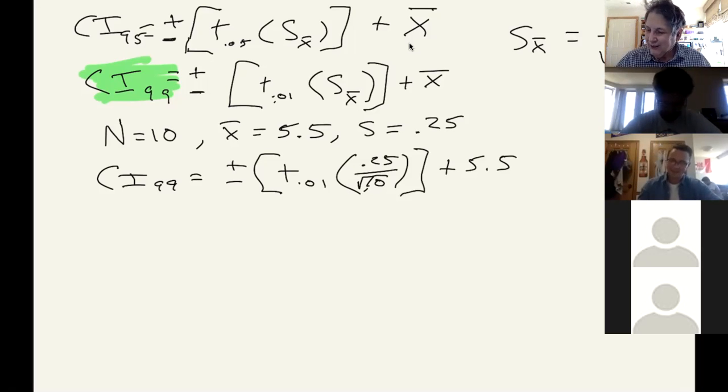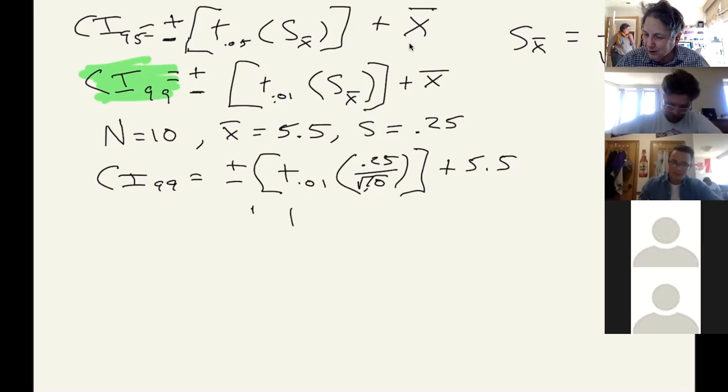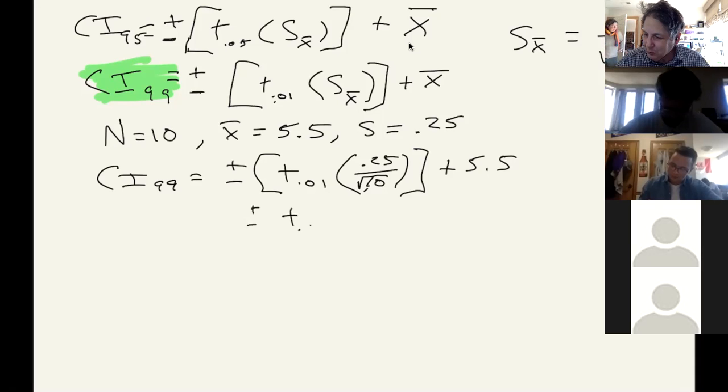Okay, so let's just get that 0.25 over the square root of 10 and just get that done. So we have plus or minus t times 0.01 times, somebody tell me what you get.